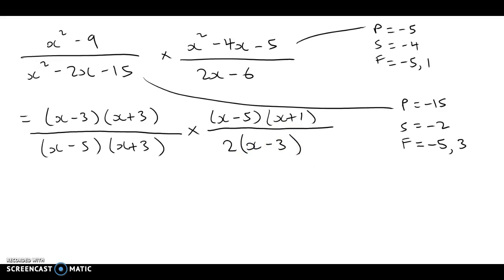Now from here we can do some cancelling. Remember, when we multiply fractions we can cancel both diagonally but also vertically across the fractions. So let's cancel this x minus 3 with this one here. This x plus 3 can go with that x plus 3. This x minus 5 can go with that x minus 5. And we are left with x plus 1 over 2.